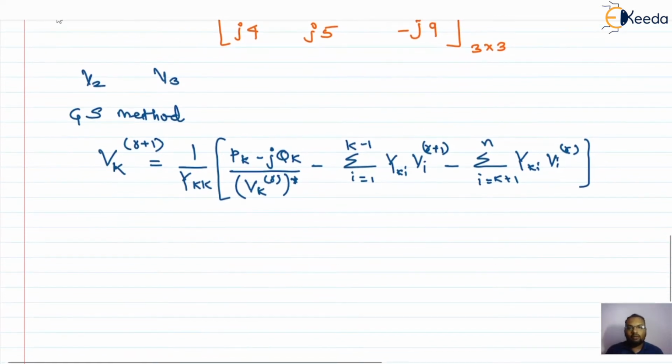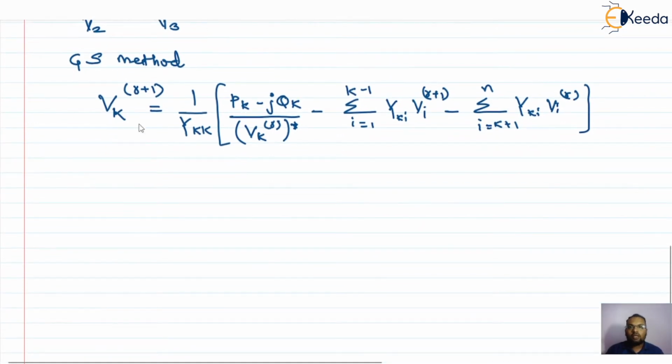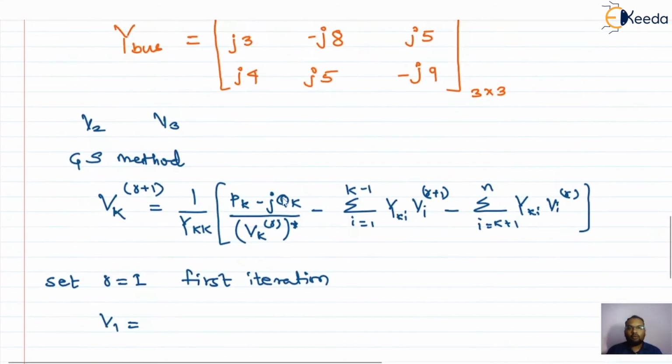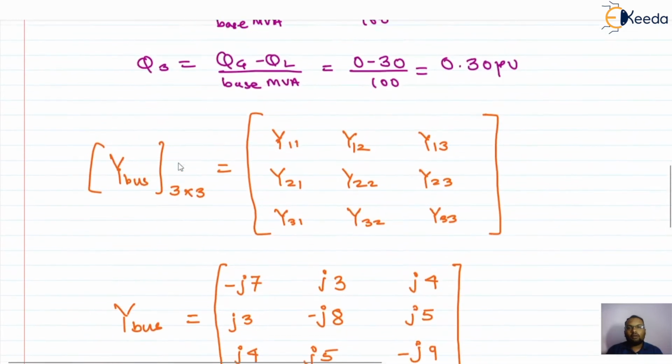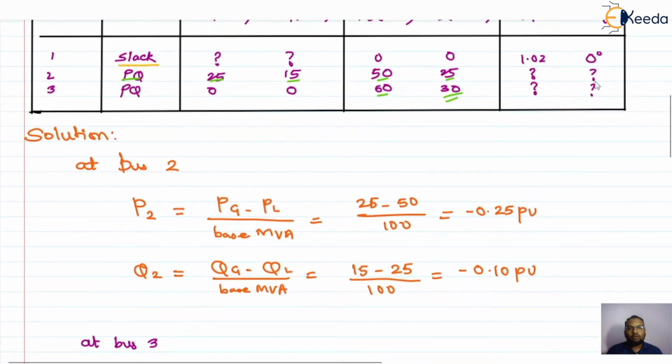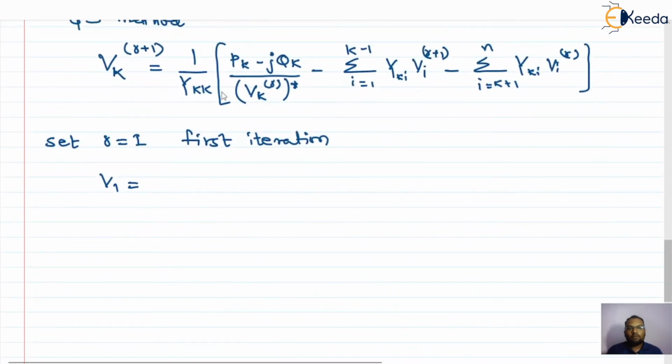So let us begin with the help of this formula. Let us first set the iteration count: set r is equal to 1. It will be the first iteration. Now we have the value of V1. It is given in the problem. If you go back to that table, the voltage at this slack bus is given as 1.02 at the angle 0 degree. So we will take this value, 1.02 at the angle 0 degree.